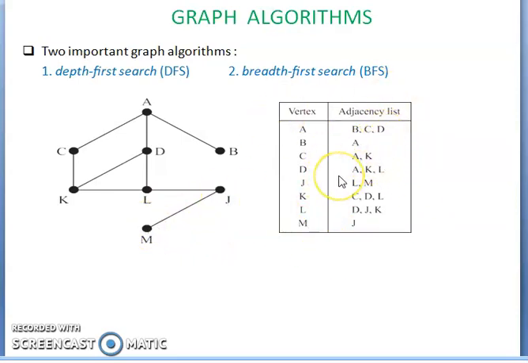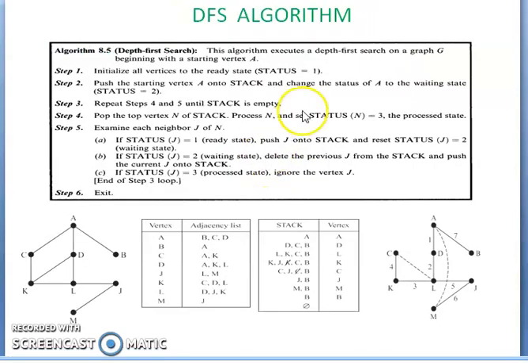By using this, you can implement the DFS and BFS. DFS means depth first search, and BFS means breadth first search. Here we use stack for DFS, and the data structure queue is used for BFS. Now I want to explain the DFS algorithm. We use the stack. Depth first means you visit each and every vertex by using the stack implementation.